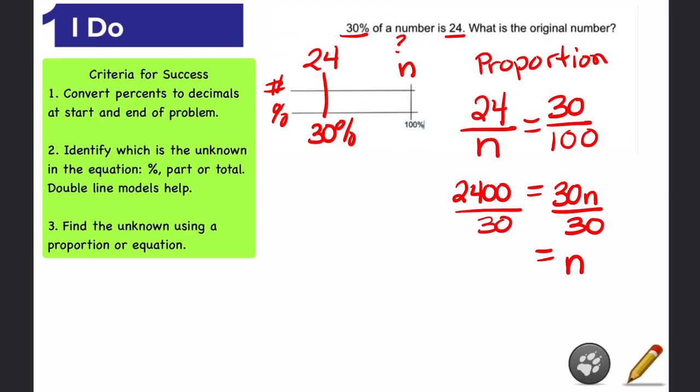I can use a calculator for this, but I'm going to do it in my head. 2400 divided by 30 is equal to 80. And so that is my original number. My original number is 80. Now, that's method 1.